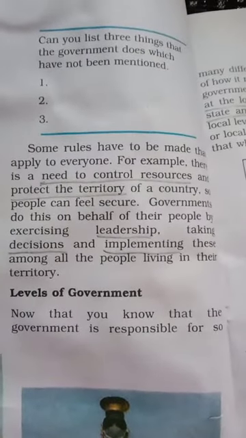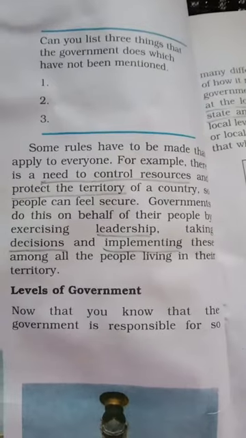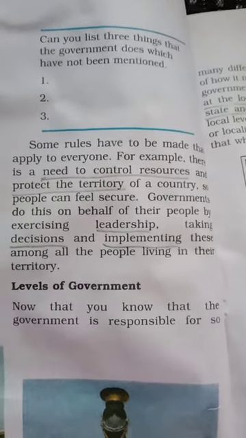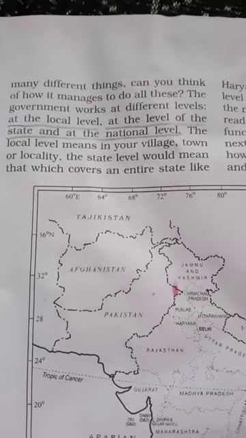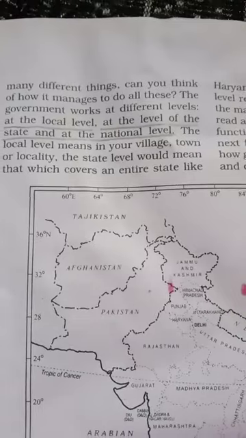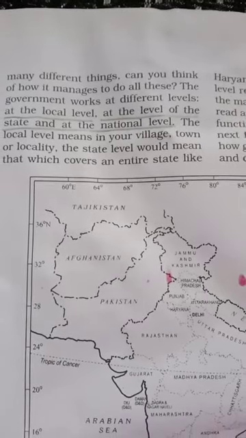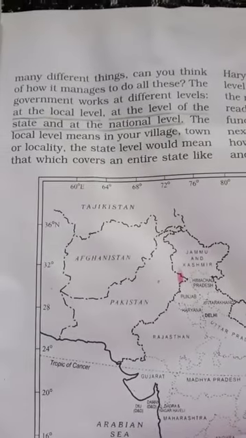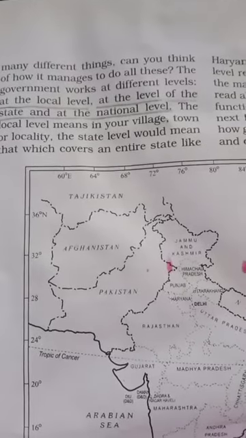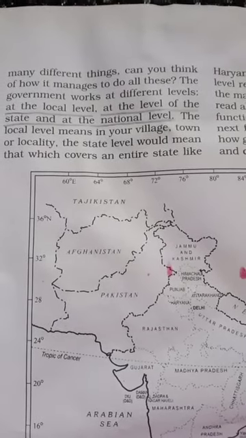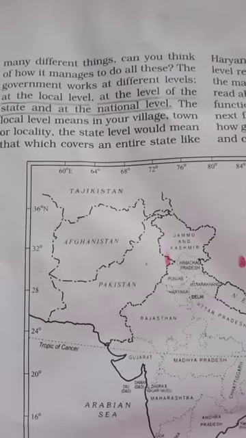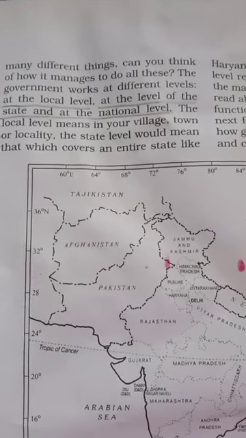Now that you know that the government is responsible for so many different things, can you think of how it manages to do all this? The government has so many duties, so how is it able to do all these tasks? The government works at different levels: at the local level, at the level of the state, and at the national level. Three levels of government are there in India.